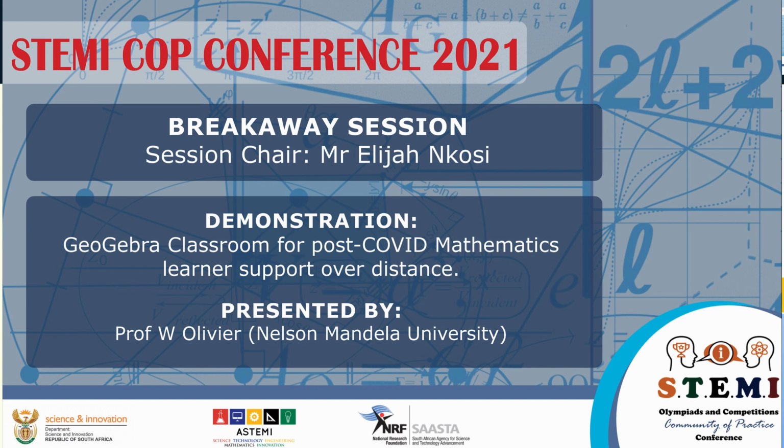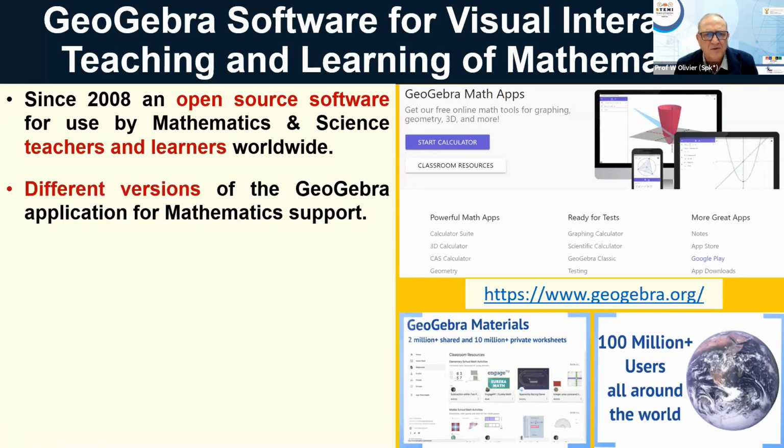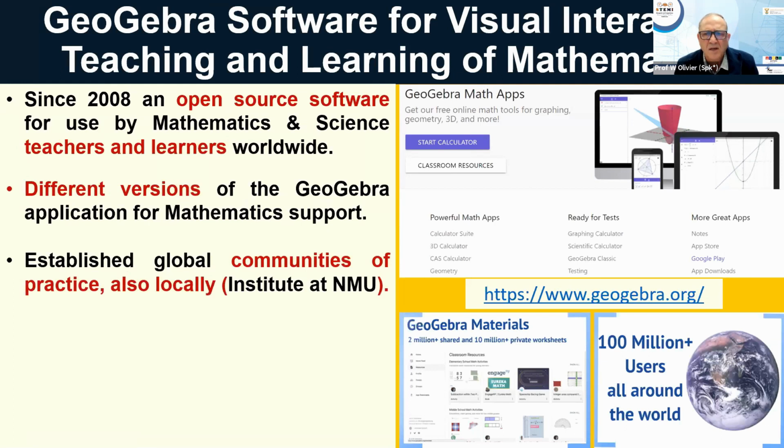So for those not too familiar with GeoGebra, allow me 1 or 2 minutes just to introduce this fantastic open source software that has been around since 2008. It really supports the teaching and learning of mathematics and science across various grades from primary school, but predominantly in the secondary schools. And it's been used by, in fact, millions of teachers and learners worldwide. It has many different versions of the GeoGebra application for various scenarios, and we're not going to go into that now. And it has a well-established global community of practice.